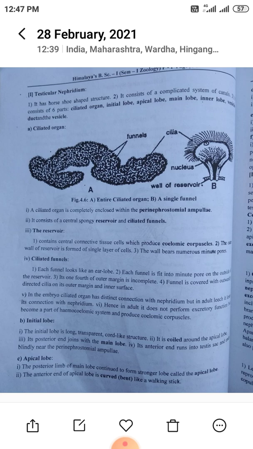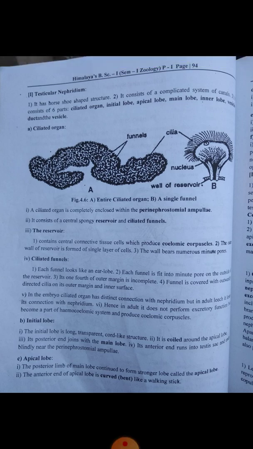First, the reservoir contains central connective tissue cells which produce coelomic corpuscles. The connective tissue is made of 2 or 3 layers which produce coelomic corpuscles. The outer wall of the reservoir is formed of a single layer of cells. The wall bears numerous minute pores for the excretion process.